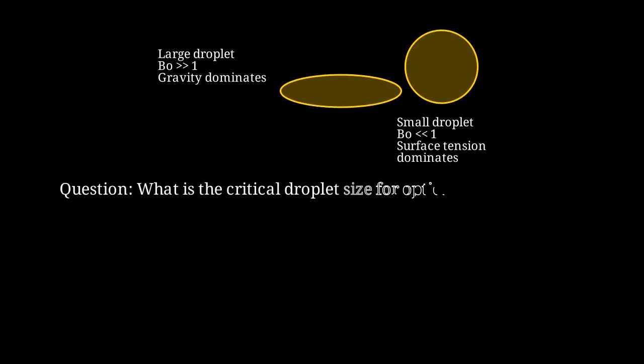This raises an important question. What is the critical droplet size where gravitational distortion becomes negligible for optical applications? The capillary length, Lc, equals the square root of gamma divided by rho g. For water, this is approximately 2.7 millimeters. Below this size, surface tension dominates.